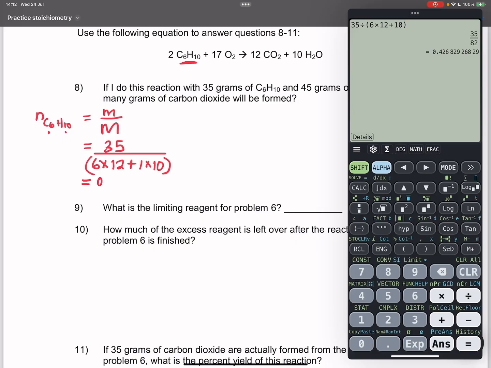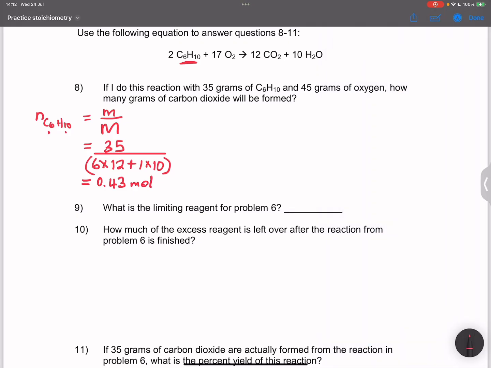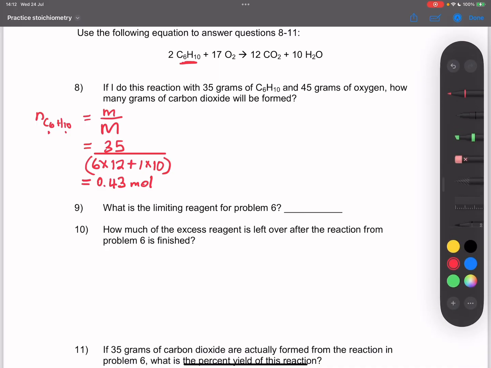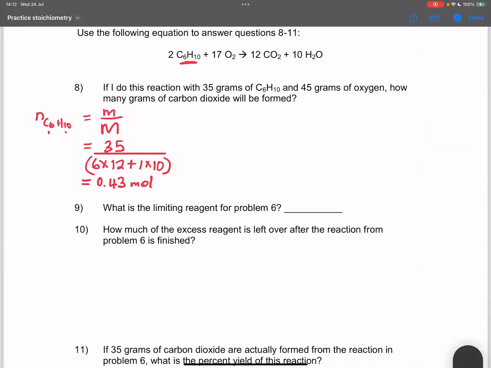So that's 0.43 moles. So these are the number of moles of hexane that we are given, right? So this is what we have. We haven't yet calculated the limiting reagent. We don't know which one is the limiting reagent just yet.